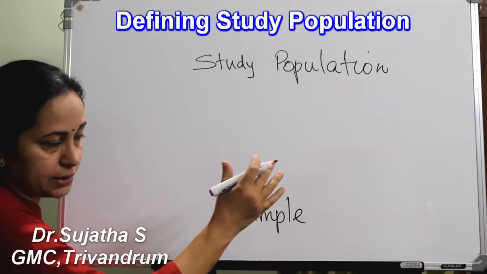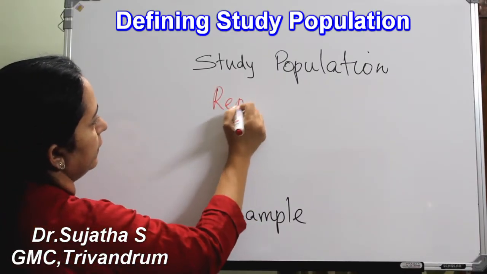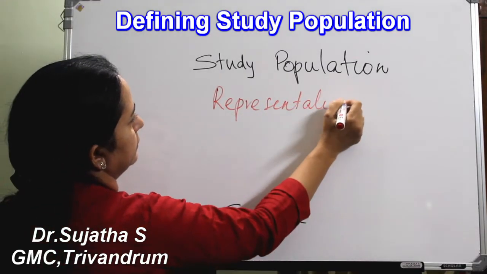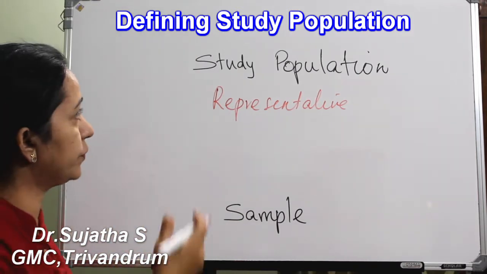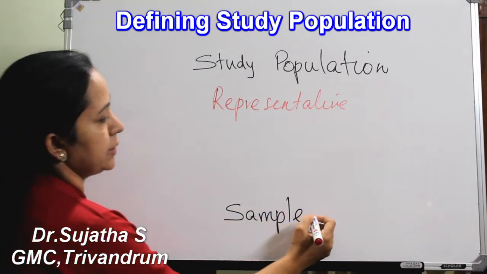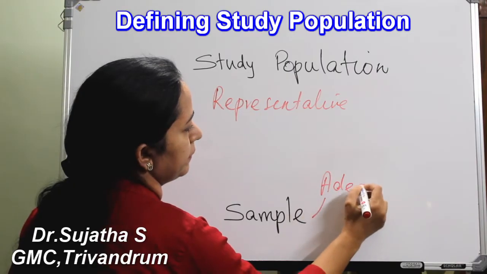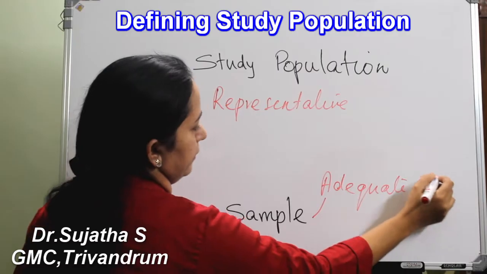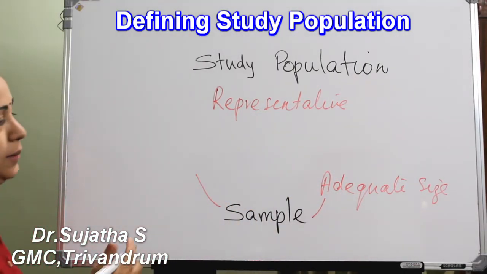This sample should be a representative of the study population. Okay, and also this sample should have adequate size and also an acceptable cost limit.